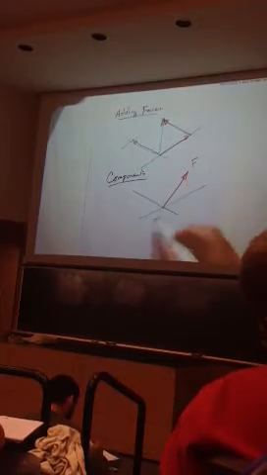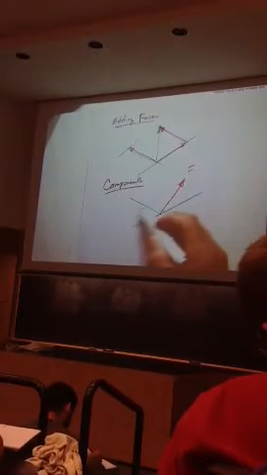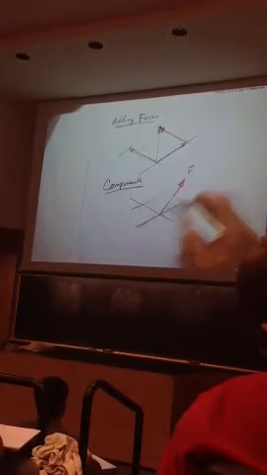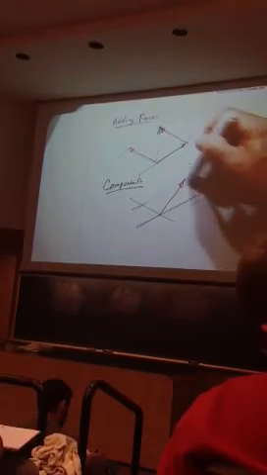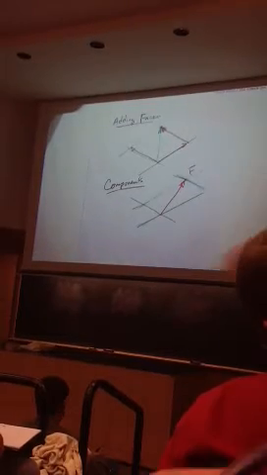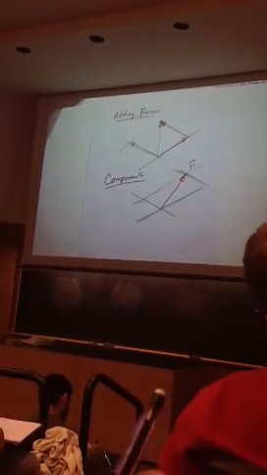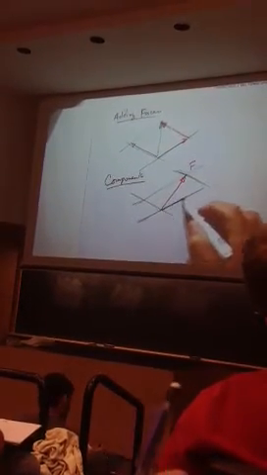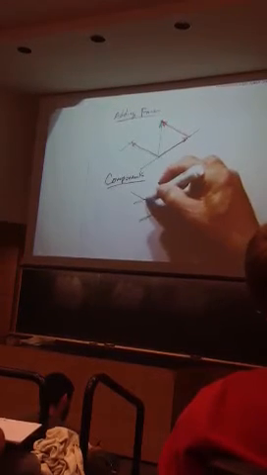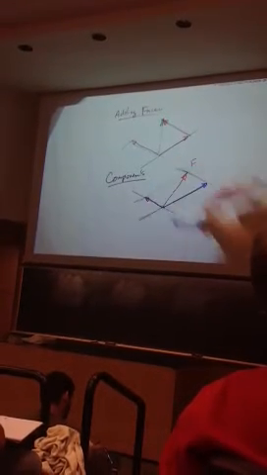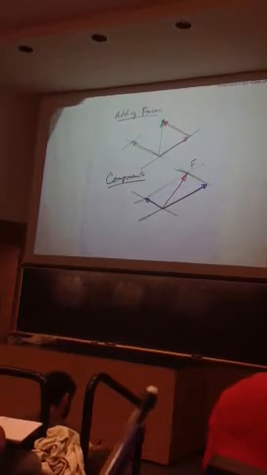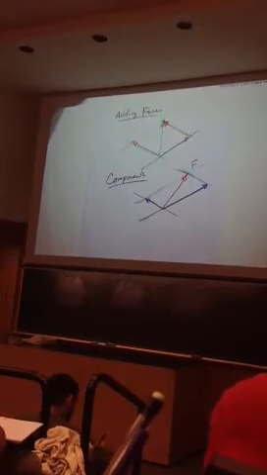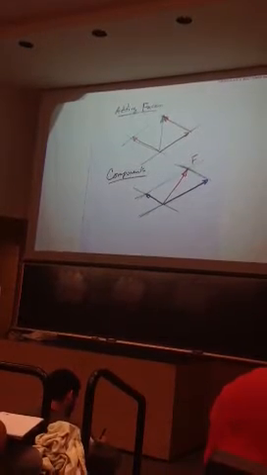Well, it's the same thing. We draw lines through the beginning and the end of the vector parallel to the first direction. We draw lines through the beginning and end of the vector parallel to the second direction. And the sides of the resulting parallelogram are the components that we're looking for. And again, typically we end up using law of sines and law of cosines to find out what those components are.